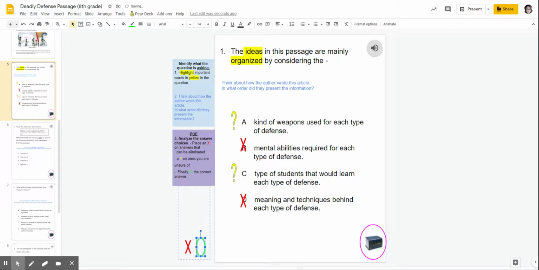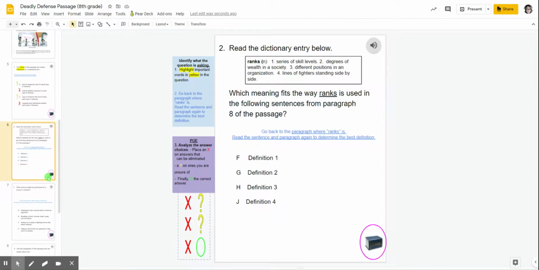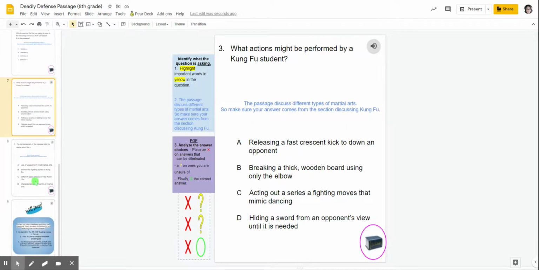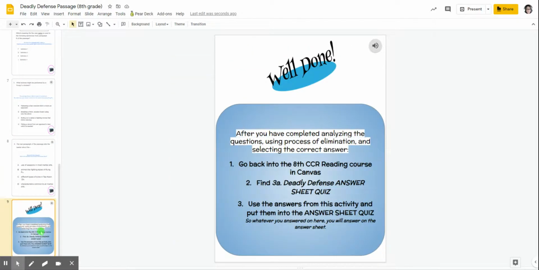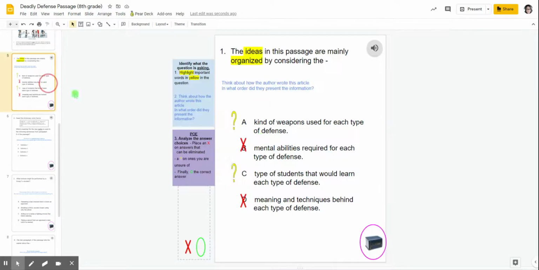So once you do each set of questions in this order and using your PO, you're going to go to question 1, do the same thing with question 2, question 3, question 4, and then when you get to slide 9, read the directions, and you're going to take these answers from this answer sheet and put it on the answer sheet quiz that is posted in your reading course. That'll calculate what you got right and what you got wrong for you to retake it again. That's why it's super important that you show your PO.